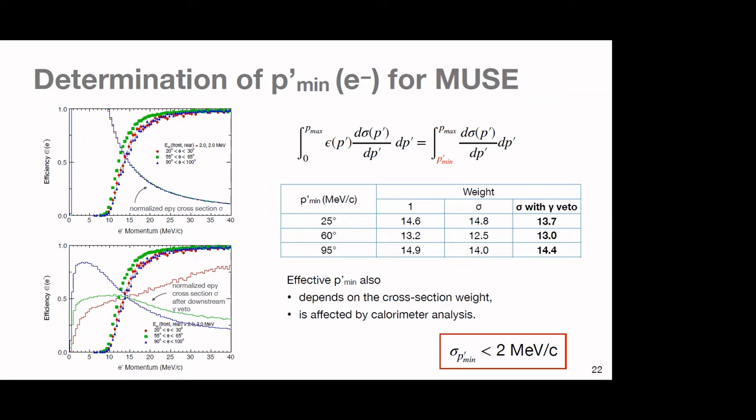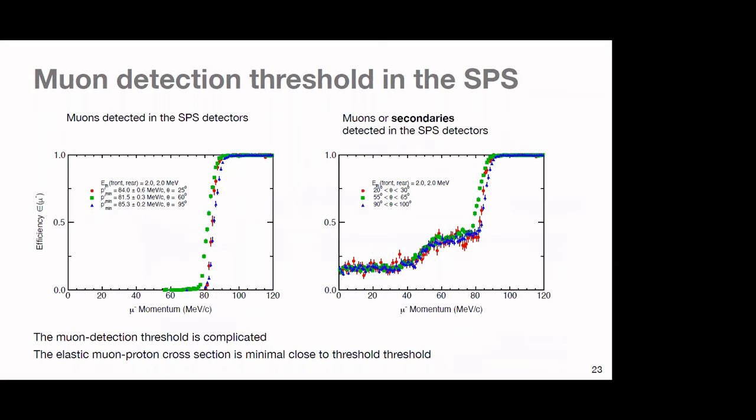Let me just make that side remark. The result of what the P prime min will be will also depend on what we decide to do with the photons, because of that weighting here with the cross section.